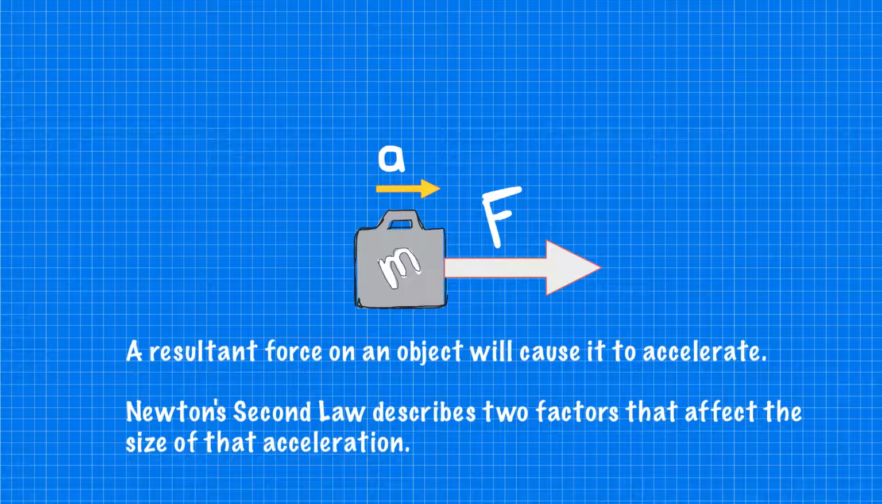So in this lecture we're going to look at the second of Newton's laws, which links a resultant force to an acceleration for a particular object. Now we've already said if there is a resultant force on an object, it will accelerate. We established that in Newton's first law.